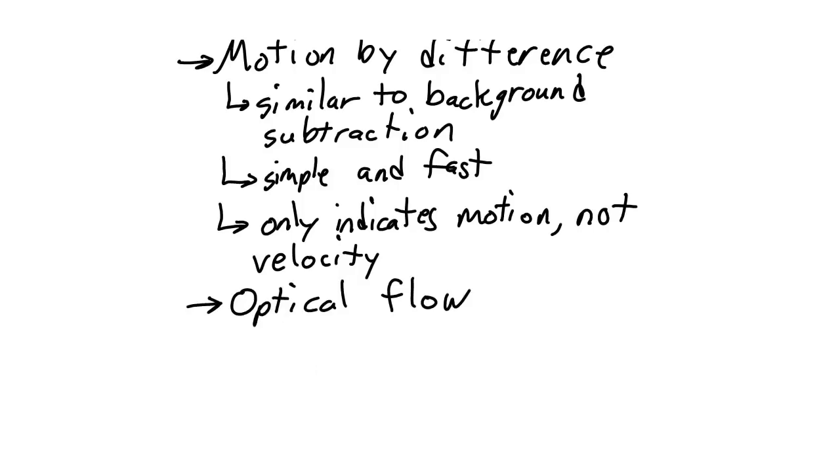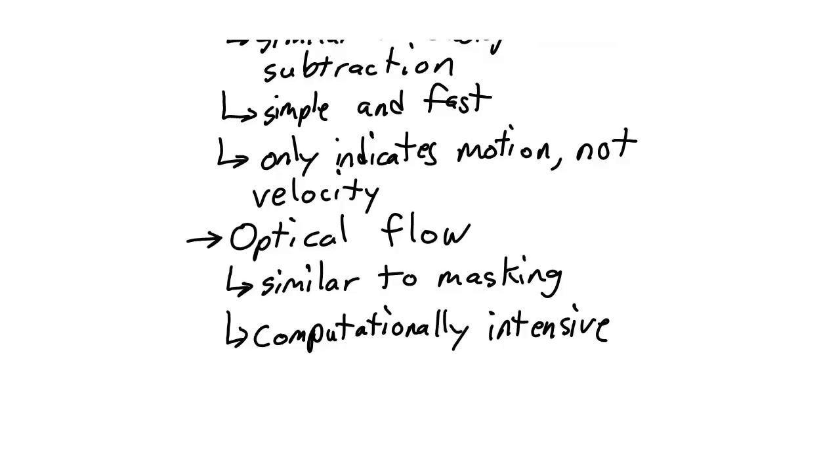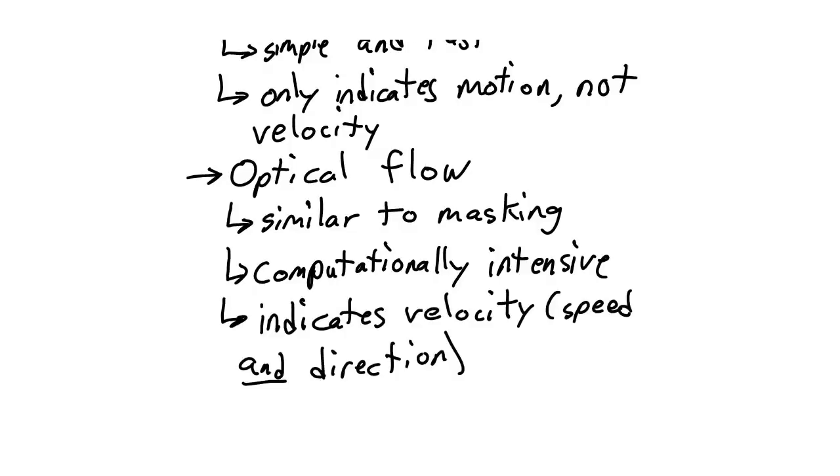The second method we'll be learning today is called optical flow. The optical flow method is similar to the masking method that we've learned previously. In contrast to the motion by difference method, optical flow is computationally intensive. It can be slow and require lots of power. However, this method will give us not only the locations where motion is occurring, but it will also tell us the velocity, that is, the speed and the direction of motion of each pixel or each object in the image.